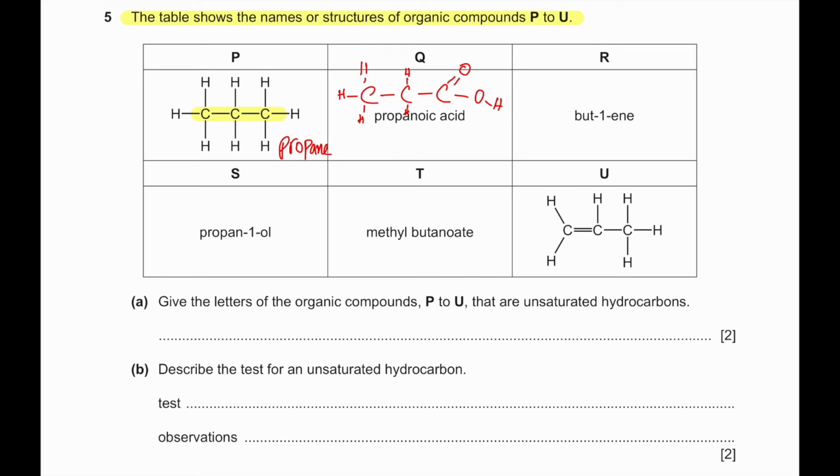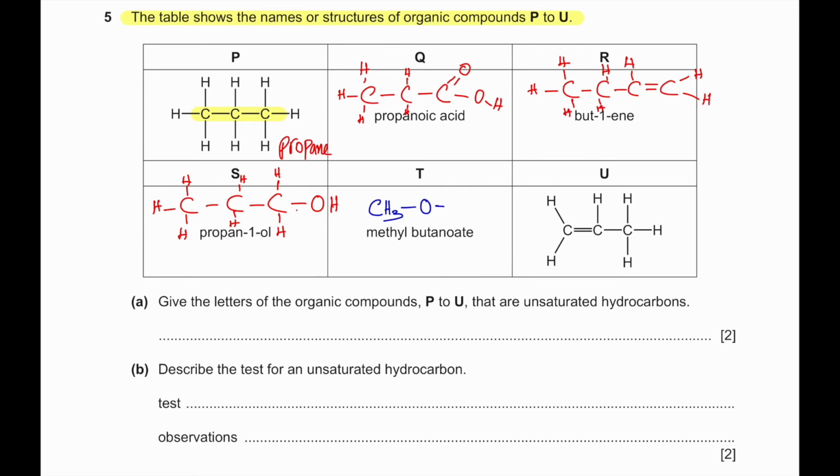Then we have but-1-ene. Since it is but, that means there are 4 carbons, and since it is 1-ene, that means the first carbon has the double bond. Sorry, my bad, the first carbon has the double bond, and we draw the remainder of the hydrogens. Propan-1-ol. Prop means 3 carbon, and since it is 1-ol, that means the first carbon has the alcohol group. We're just drawing this because it makes life really easy after this. So methyl butanoate. Methyl is CH3, and because it is the alkyl group, there will be oxygen after that. And butanoate means there will be 4 carbons with the carboxylic acid group, so the ester.